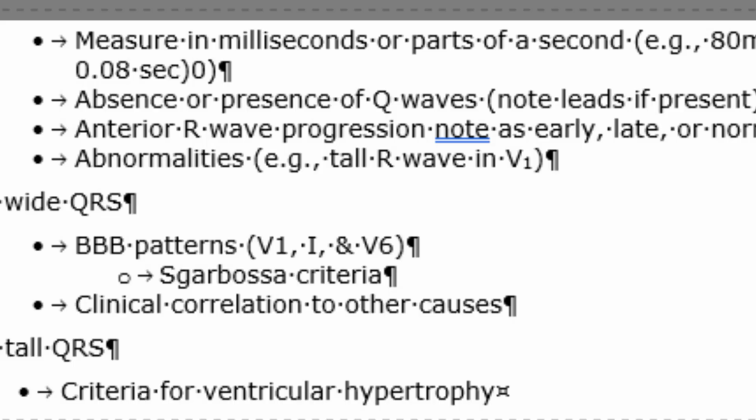This might include tall R waves in V1 or large amplitude waves that meet the voltage criteria for ventricular hypertrophy. It's important that you note which leads or lead groups show Q waves or other changes, particularly if this is related to an ischemic presentation.